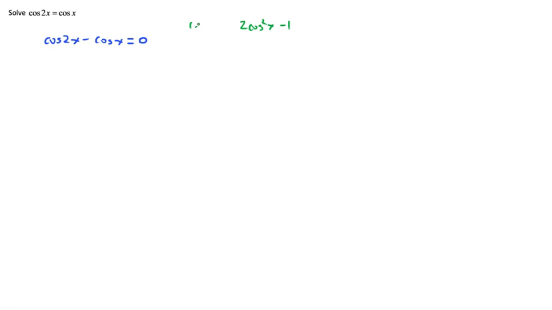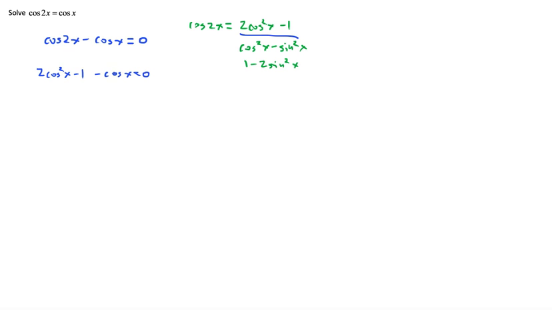We know that the cosine of 2x equals 2 cosine squared x minus 1. The others are what? Cosine squared x minus sine squared x and 1 minus 2 sine squared x, right? So there's 3 different versions for the double angle for cosine, but I'm going to use this one. Okay, so let's go ahead and just substitute that in, right? So we get 2 cosine squared x minus 1 minus cosine of x is equal to 0.